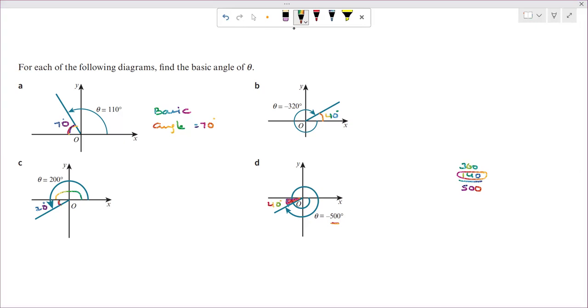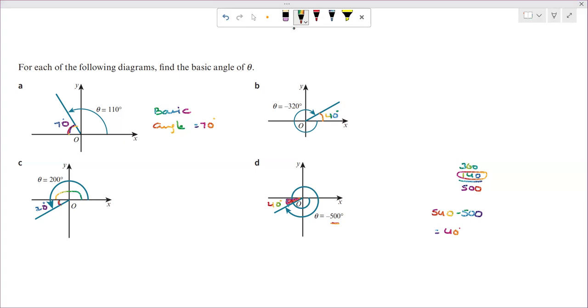Even then you can still do it like this, one more way also. This total is 540: 360 plus 180 is 540. 540 minus 500, how much? 40. So that way also you can consider. Anyway, you can do that. This is how we have to simplify the basic angles.